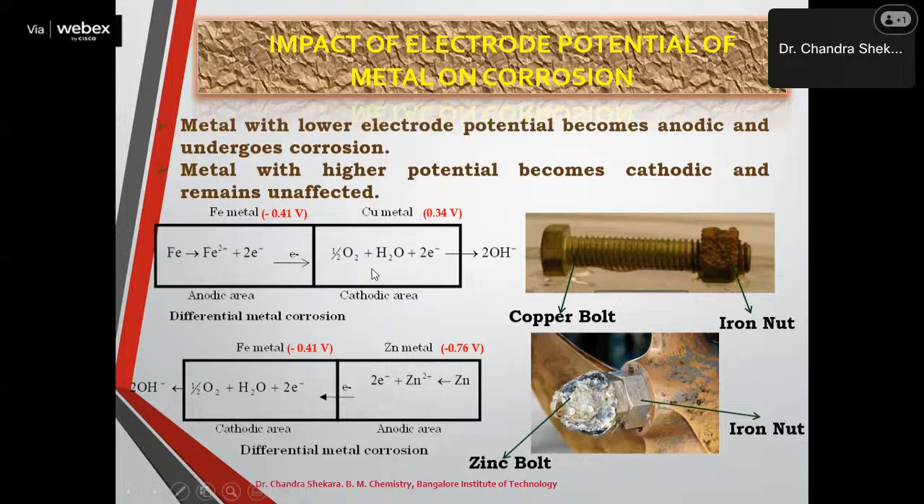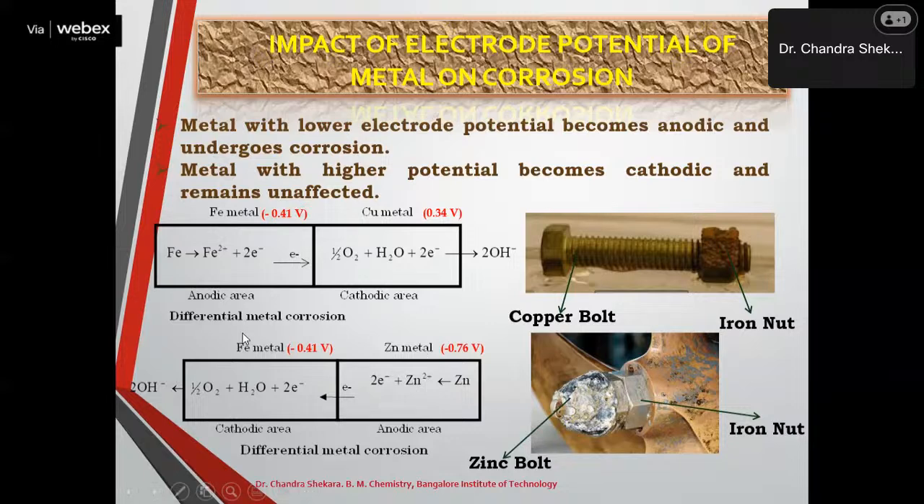Therefore, the electrode potential is a relative value. Iron metal which undergoes corrosion when in contact with copper metal remains unaffected when we use zinc metal along with the iron. For example, if you are using a zinc bolt along with an iron nut, we can very clearly see iron is not undergoing corrosion here and zinc is undergoing corrosion. And here also the electrode potential is playing the key role in the corrosion of the metallic material.